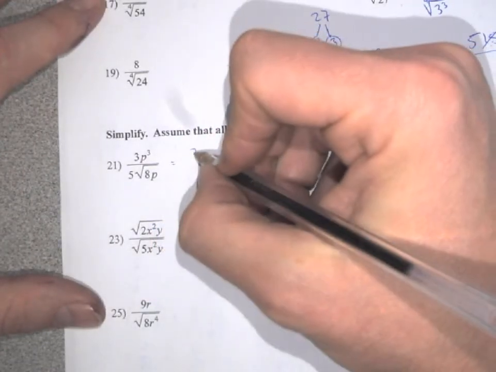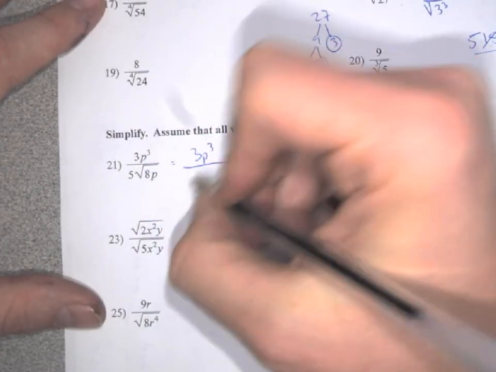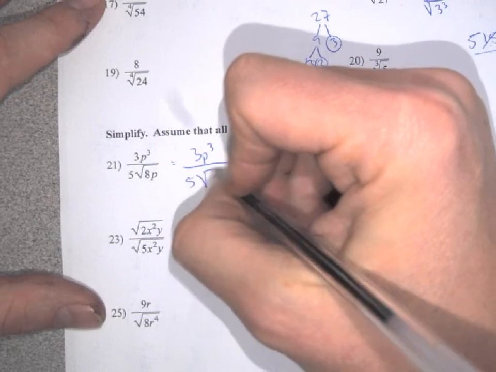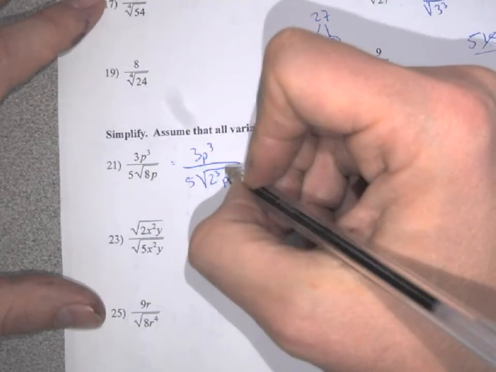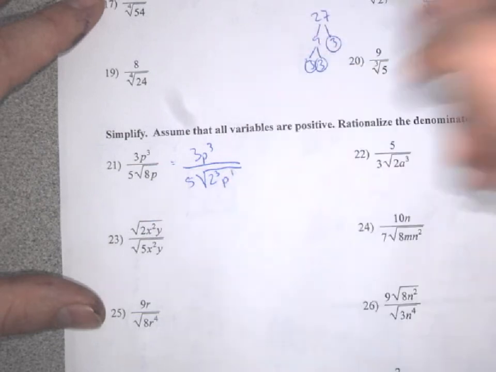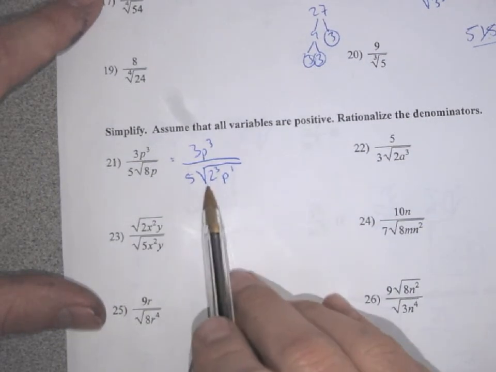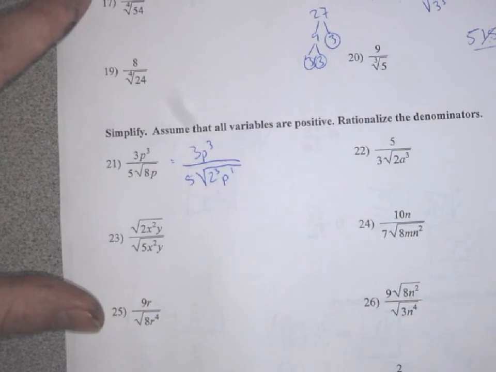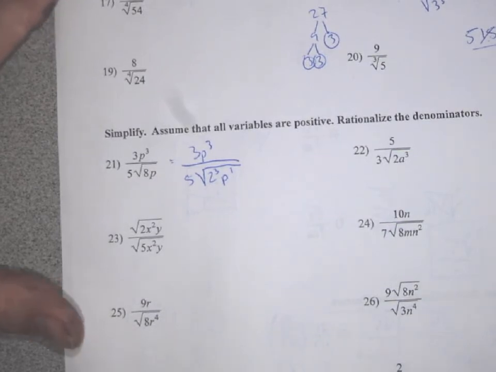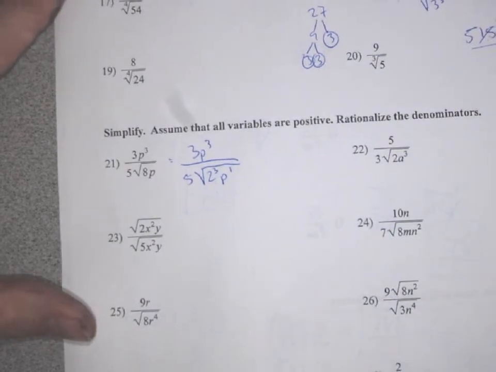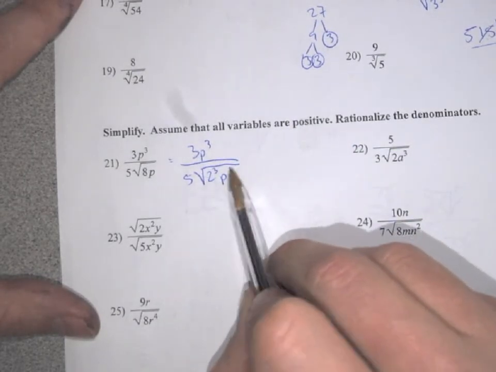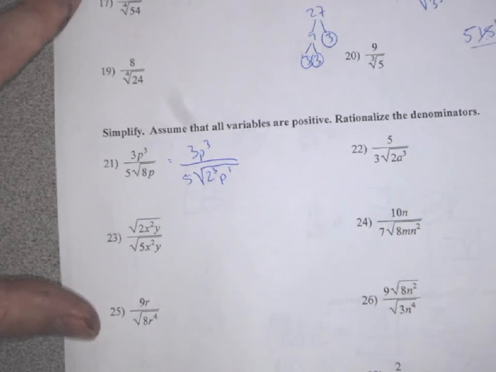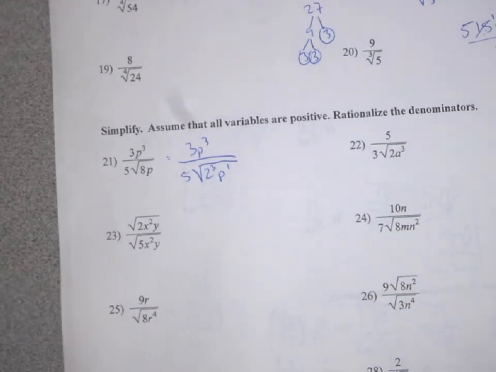So in this first example, I have 3p to the third over 5 times the square root of 2 to the 3 p to the 1. I rewrote 8 as 2 to the third power, so that's kind of like a prime factor idea. Now, if you're a root person, you might think to yourself, as long as I get p squared and 2 to the 4th, I can take the square root of that. If you're a rational exponent person, you're just looking for whole number exponents.